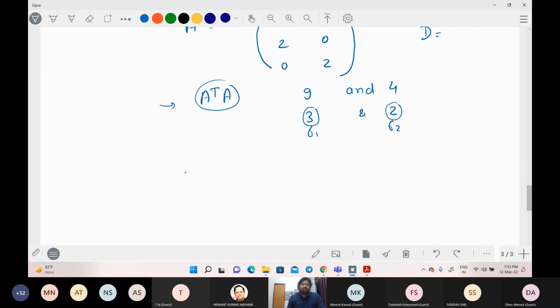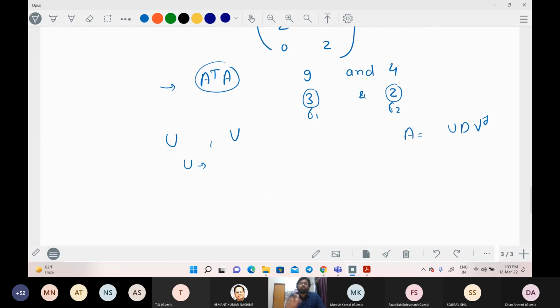The thing we have to compute is U and V, so that we can have A equal to U D V star. For computing U and V, you have to focus on the singular vectors, the eigenvectors of A. U is formed from the eigenvectors of A A transpose, or if it is a complex matrix, I can take the conjugate transpose. And V is formed from the eigenvectors of A transpose A.